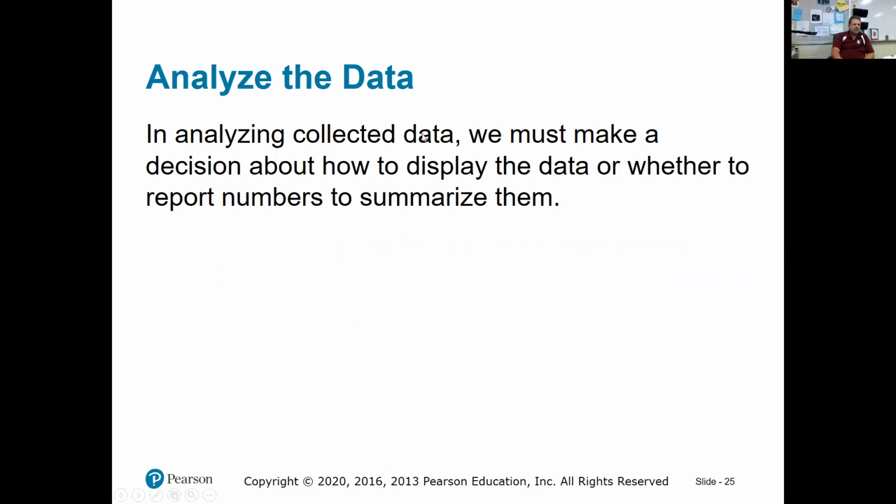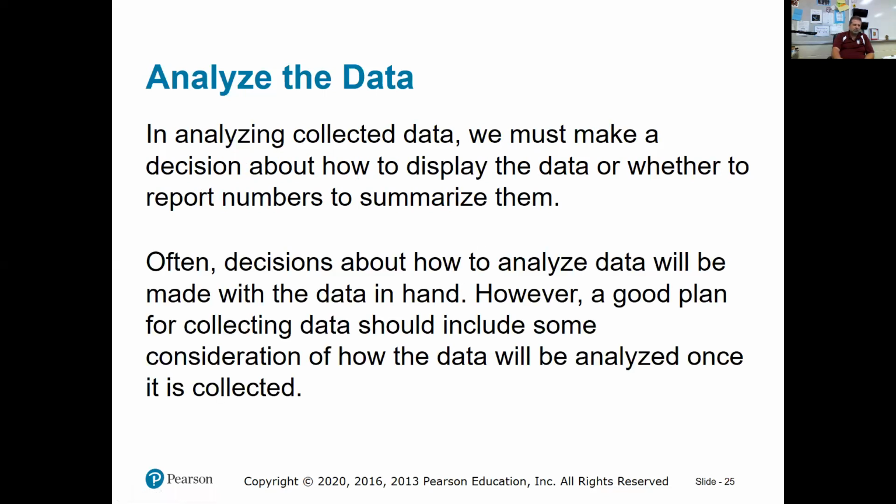All right, so then analyzing the data. In analyzing collected data, we must make decisions about how to display the data and whether to report numbers to summarize them. You're getting numbers, you're getting data, depending on what it is, though not always numbers. But you also have to show how it's going to look: analyze it, put it together, get good information, see what works and what parts we're getting, and be willing to take the bad with the good. It also says how to display the data. When you are giving data, you want it displayed for everybody, and we're going to talk about displaying data in the next unit.